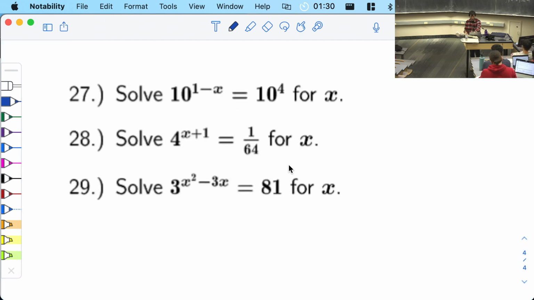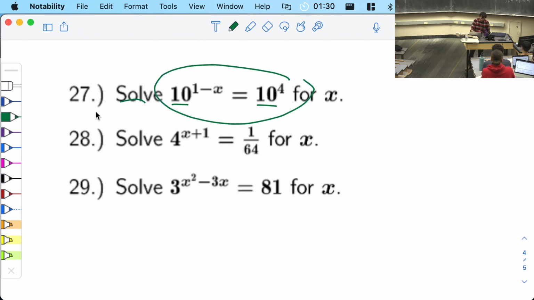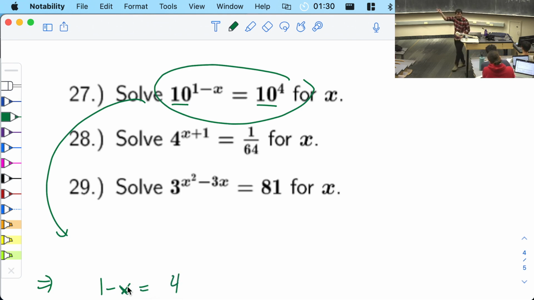Let's start with option A here. Option A is particularly easy because somebody already made things have the same base. If they have the same base, then everything is a breeze, because the exponents must be equal. So you can go straight to: therefore, 1 minus x equals 4. If 10 to the something equals 10 to the something, the two somethings have to be equal. Then you can solve it.